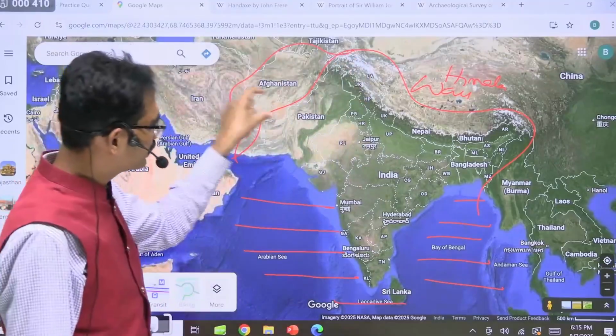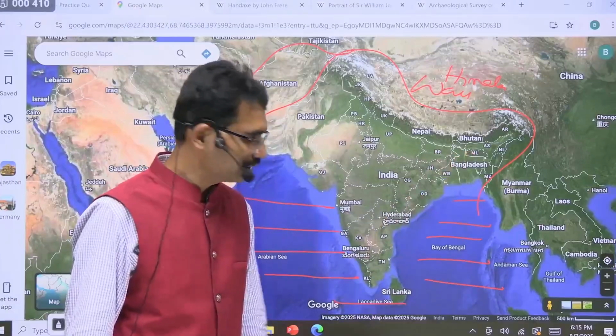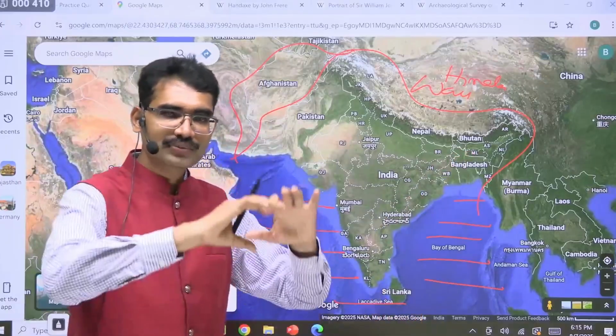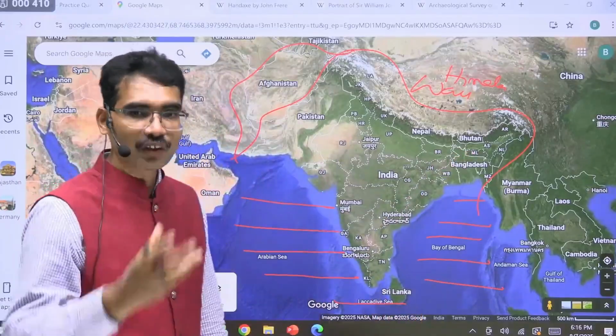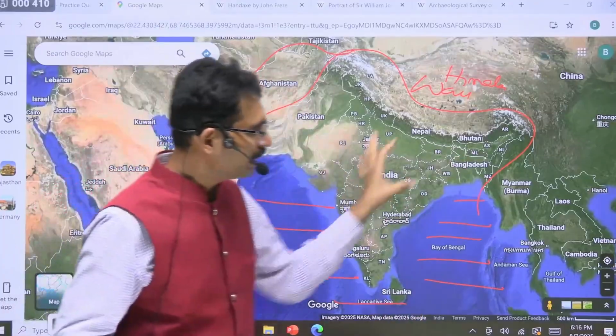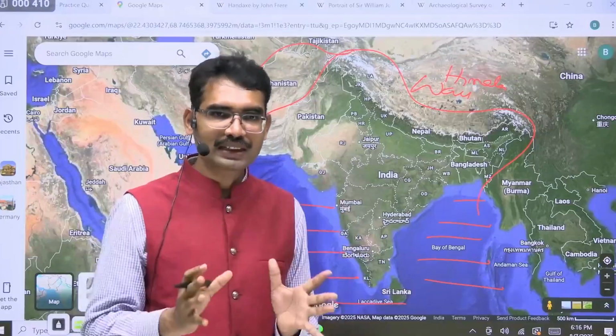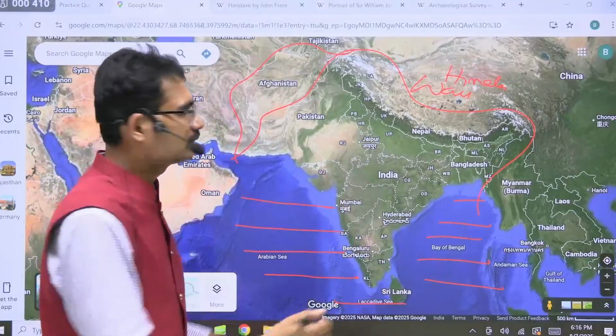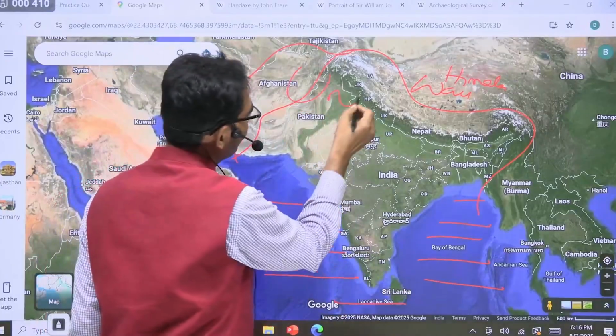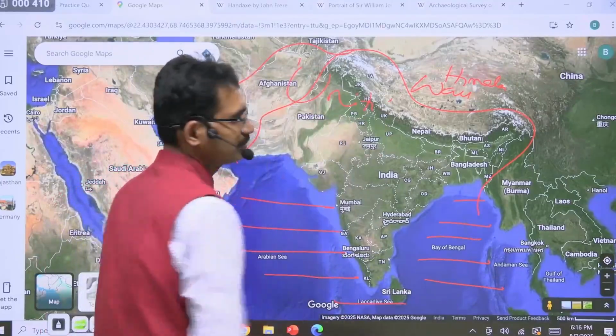Present day Afghanistan, Pakistan, India, Bangladesh, Sri Lanka, as if they all belong together geographically. Today, politically divided into different countries. But geographically, it appears as if a single unit. So, from the nature point of view, this is a single unit.